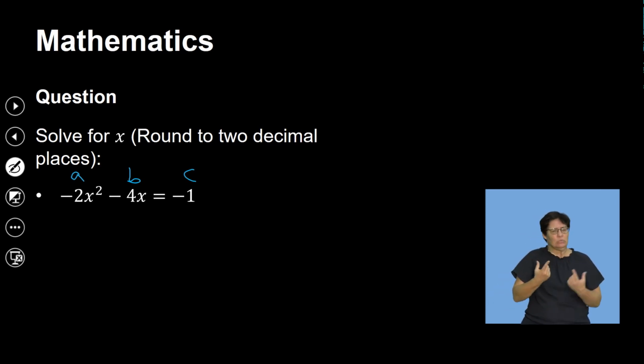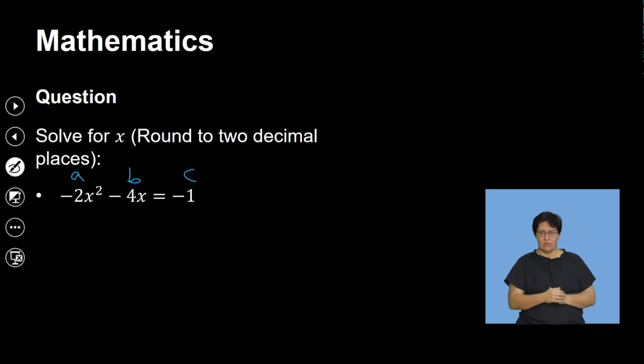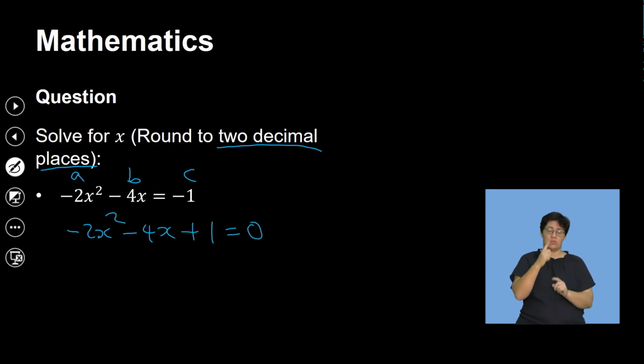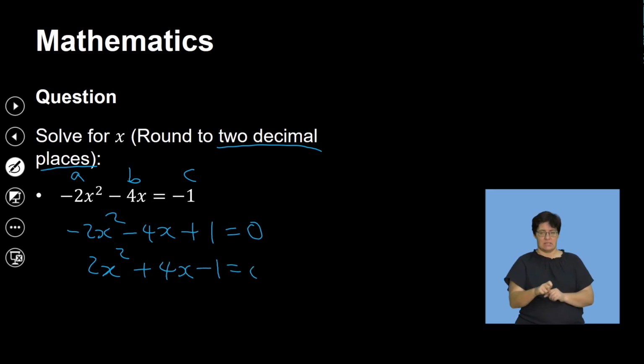You need to then use what you call the quadratic formula, but now you need to press your calculator and make sure that you round it off to 2 decimal places. So this will be minus 2x squared minus 4x plus 1 equal to 0. Then you can just maybe get rid of the negative there. It becomes 2x squared plus 4x minus 1 equal to 0. Then you go straight to the formula.